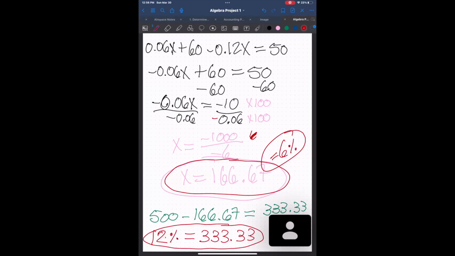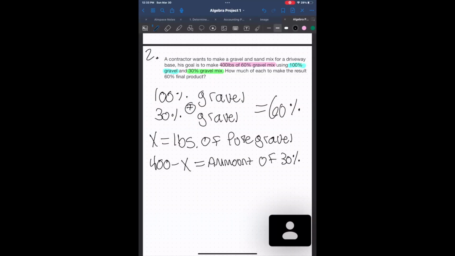So, problem number one. Okay, so we have another contractor here, and he's trying to determine how he's going to make a total result of 60% gravel as a base for a driveway, right? He's got pure gravel, but he doesn't really want to waste it on this, and he's got 30%. And he's got probably some other stuff inside of these. So we know that we have 100%. We know that we have 30%. We want to make 60%. Let x be pounds of pure gravel, which is 100%.